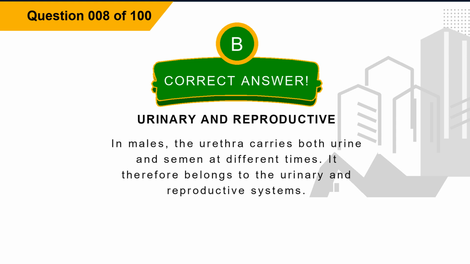Urinary and reproductive. Explanation. In males, the urethra carries both urine and semen at different times. It therefore belongs to the urinary and reproductive systems.